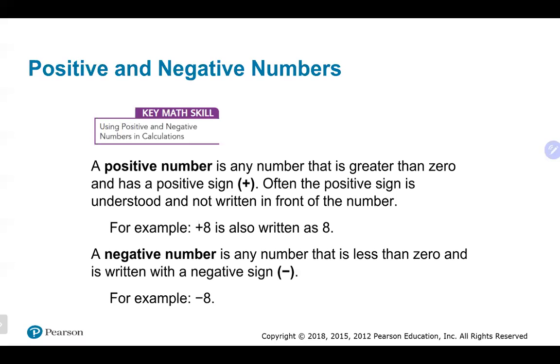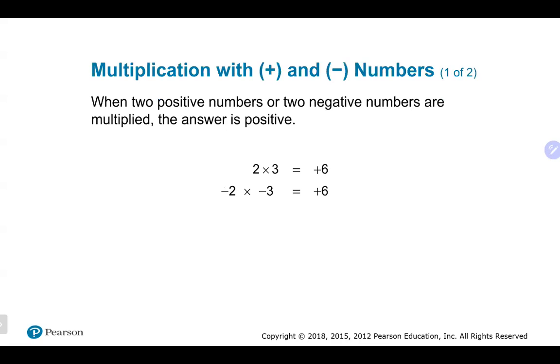Other things that we sometimes come across are positive numbers and negative numbers. If it's a positive number, then obviously you do not need to write the positive sign. And if it is a negative number, you definitely should make sure you include the negative sign when you write it. We also sometimes need to multiply positive and negative numbers together, right?